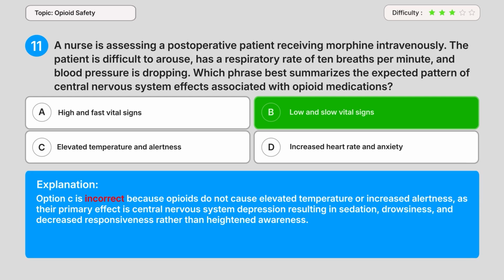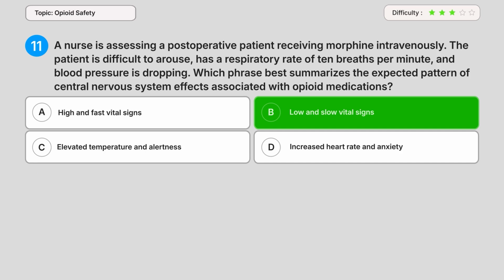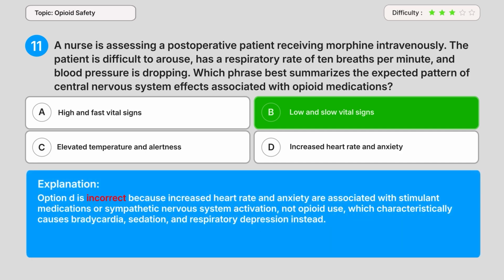Option C is incorrect because opioids do not cause elevated temperature or increased alertness, as their primary effect is central nervous system depression, resulting in sedation, drowsiness, and decreased responsiveness rather than heightened awareness. Option D is incorrect because increased heart rate and anxiety are associated with stimulant medications or sympathetic nervous system activation, not opioid use, which characteristically causes bradycardia, sedation, and respiratory depression instead.